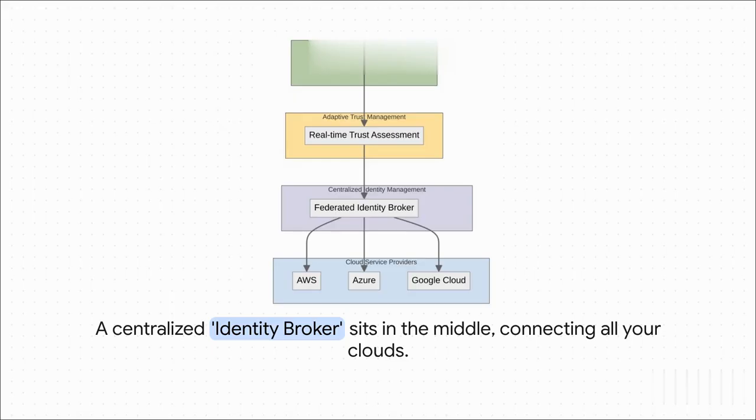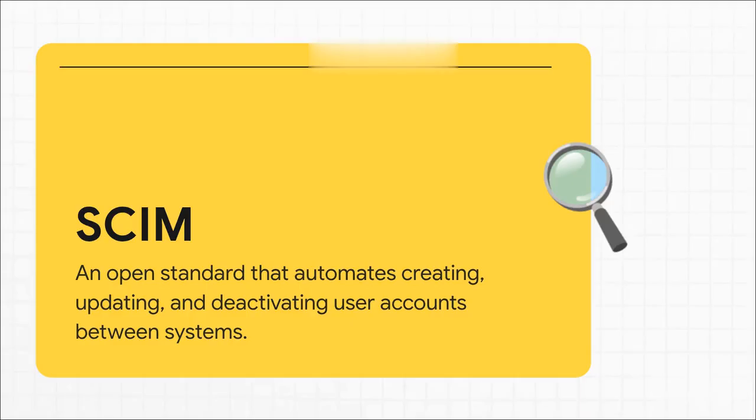But, and this is key, look at the security layers sitting on top of it, like multi-factor authentication and real-time trust assessment. Those layers make sure that before the broker lets anyone in, their identity is double and triple checked right then and there. But hey, authentication is really only half the story.